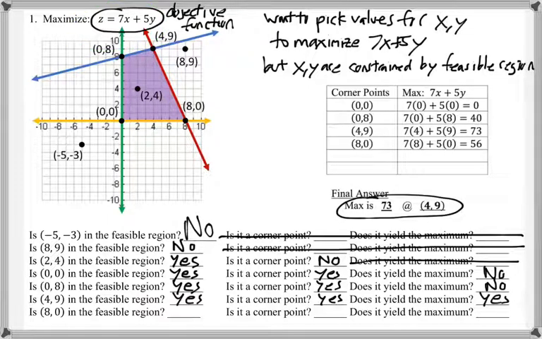That would be our answer, but I do want to finish the question about (8, 0). Is (8, 0) in the feasible region? Yes. Is it a corner point? Yes. Does it yield the maximum? No, because if you plug in (8, 0), you get 56. And we know that the maximum is 73.